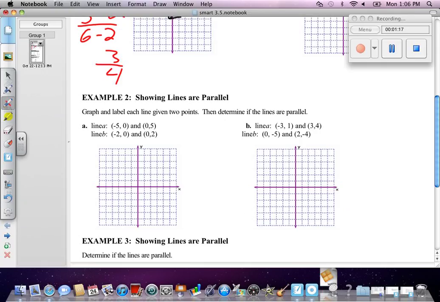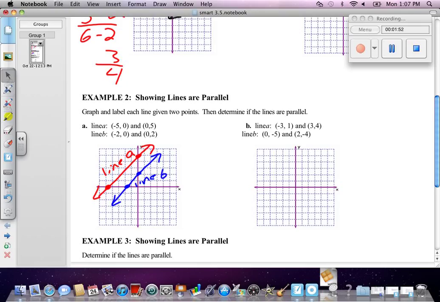We're going to graph and label each line, given the points, and determine if the lines are parallel. So first I'm going to graph negative 5. I go over 1, 2, 3, 4, 5, up 0. And I'm going to go over 0, up 5. Okay, so that is line A. Line B, we're going to graph (negative 2, 0) and (0, 2). This is line B.